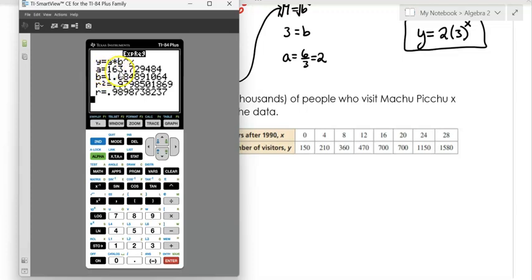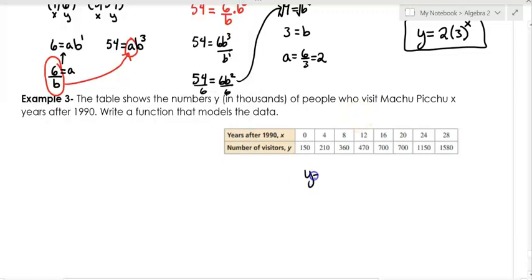So here's my A value, 163 point, let's just call it 73, and my B value is 1.08. So I have y equals 163.73 times 1.08 to the x. So, and then if I want to know, like I said, this on example 5, the specific wording asks you to do this with a graphing calculator.